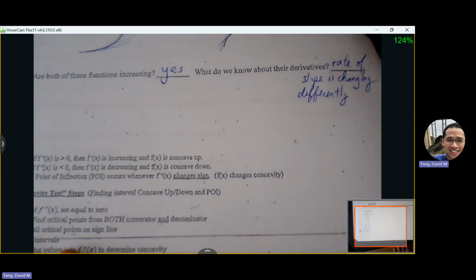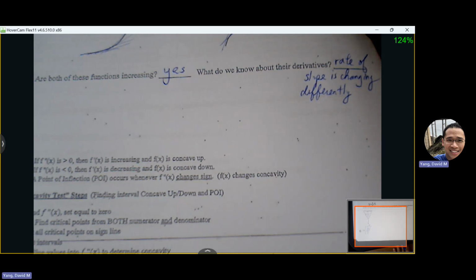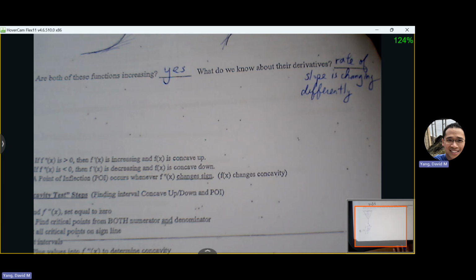Okay. The rate of their slope is changing differently. Yes, so we're going to be gathering this data from the second derivative. Yes, the rate of slope. I thought it would be just that the slope is changing. Their second derivative is changing.